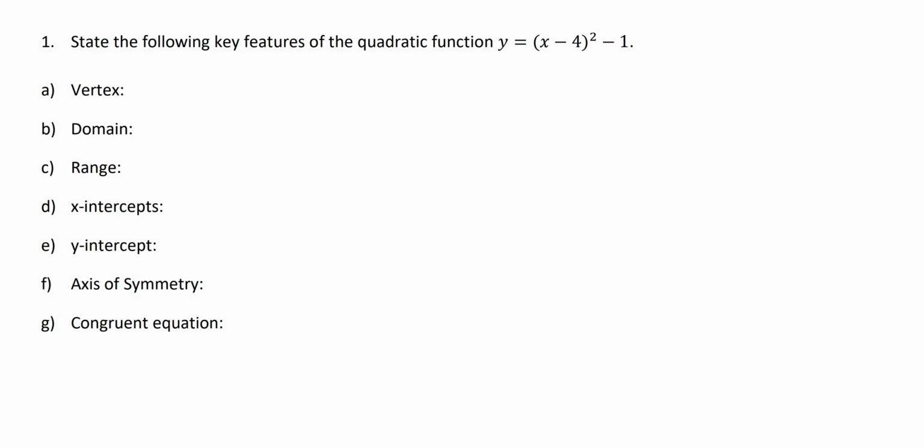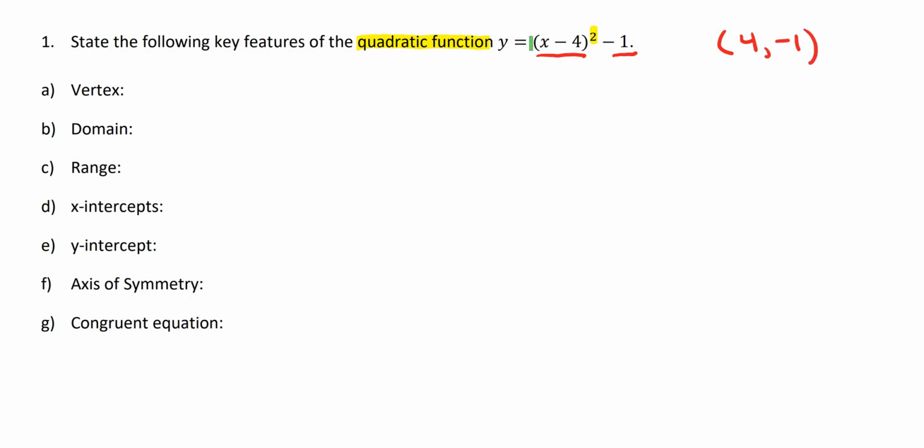All right, let's take a look at some of these quadratic function problems. For the very first question, we need to state the following key features for this quadratic function. Remember, any quadratic function has a degree of 2. For this particular question, this is written in vertex form. So this right here and this right here tell us the vertex of this parabola. The vertex of this parabola is going to be (4, -1).